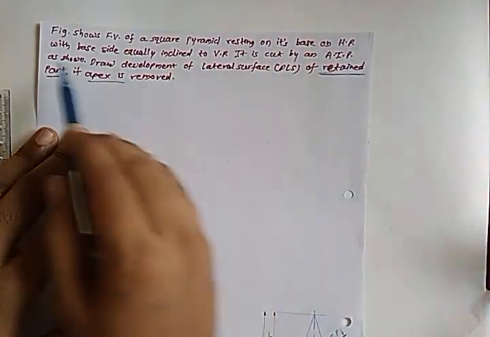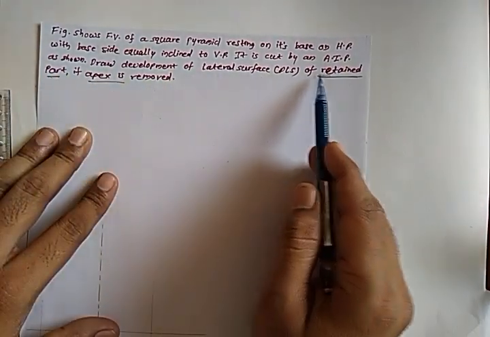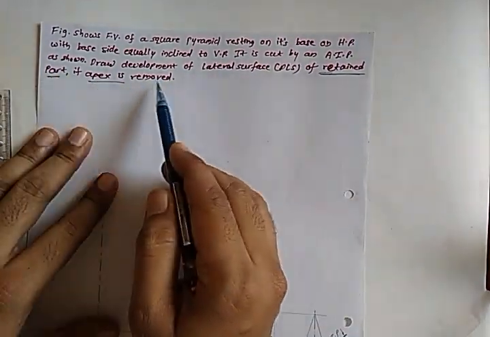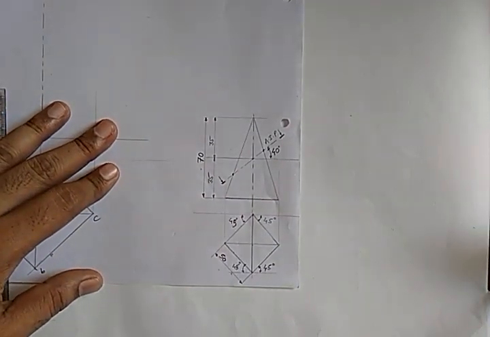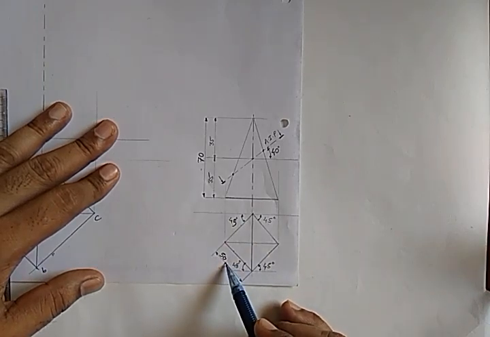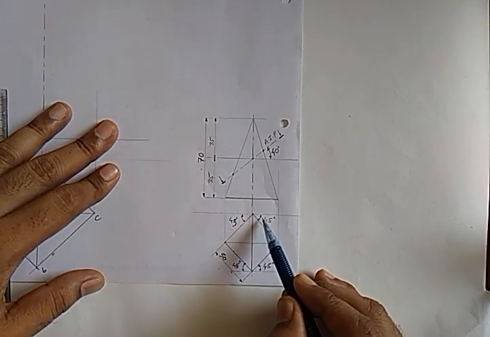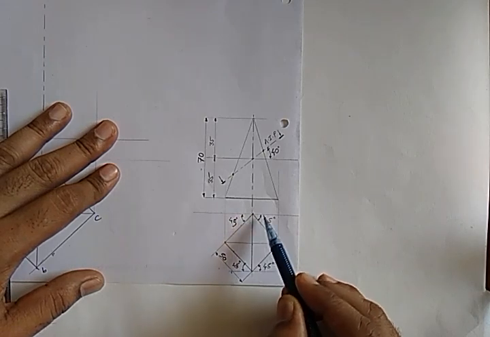It is cut by an AIP, that is auxiliary inclined plane. Draw development of lateral surface, retained part if apex is removed. So here is the given figure. What is here? A square pyramid with 50 mm side. Equally inclined means it is inclined to horizontal or vertical plane by 45 degrees.